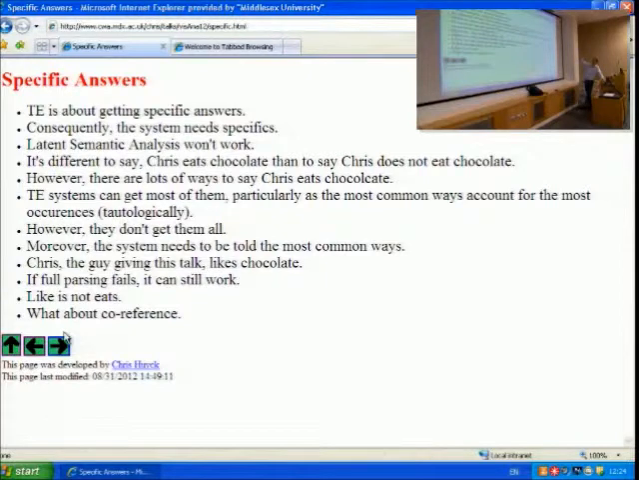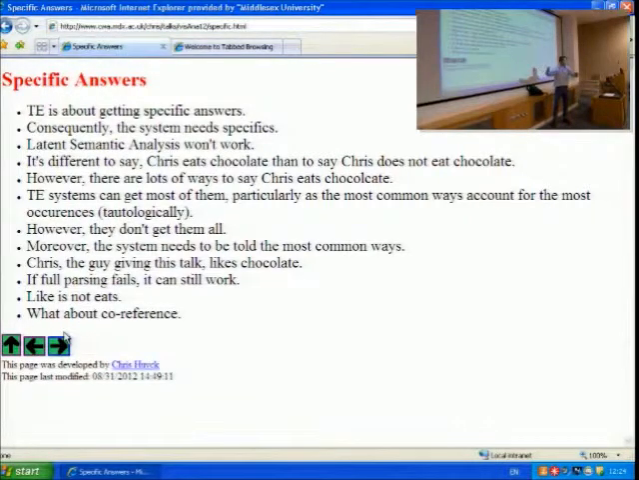Chris, the guy giving this talk, likes chocolate. Right? Does like mean I eat? I might like it because it just looks good. Yeah, which it does. But you can probably guess that I eat chocolate because I like it. But if you say Chris likes blue jeans, does that mean I eat them? Probably not, right? So you need to build that into the system, right?